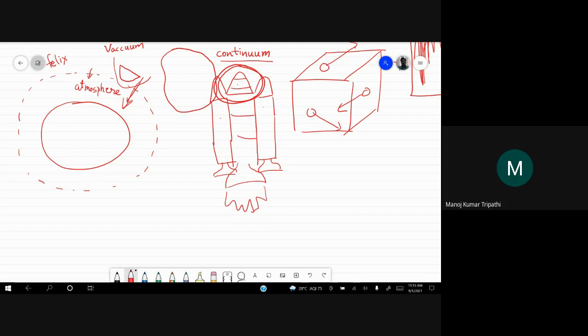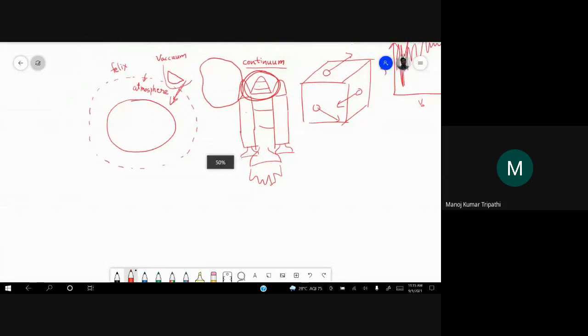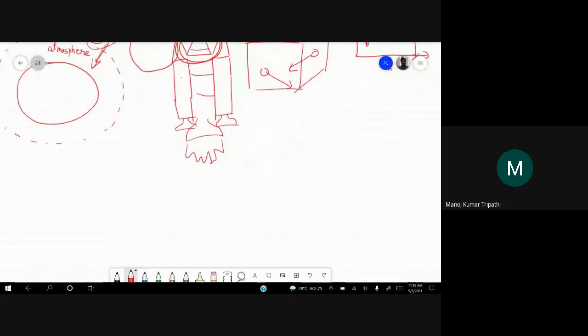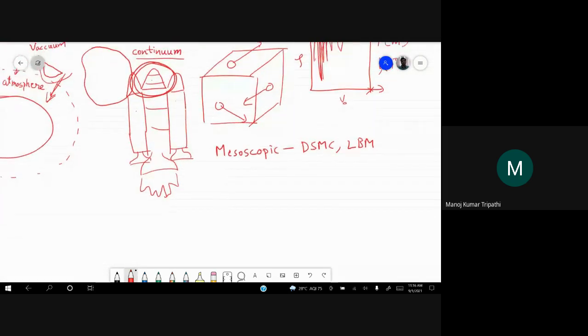So there are methods in between, for example, discrete Monte Carlo or lattice-Boltzmann methods and so on. So these are known as mesoscopic methods, like lattice-Boltzmann method or discrete Monte Carlo, which we'll be not getting into. This is just for some information.